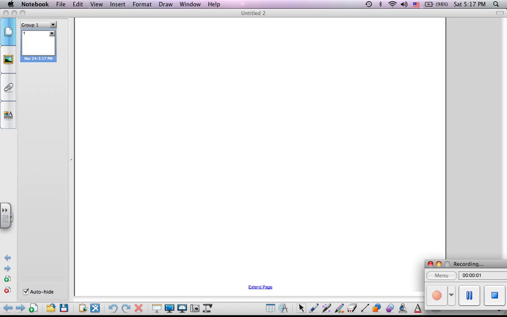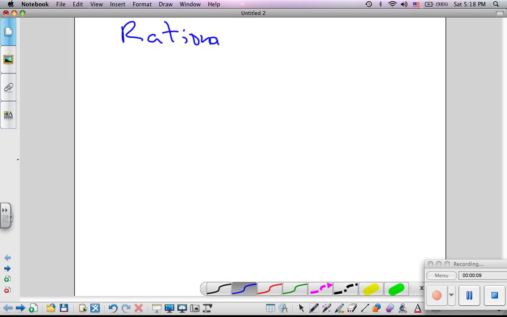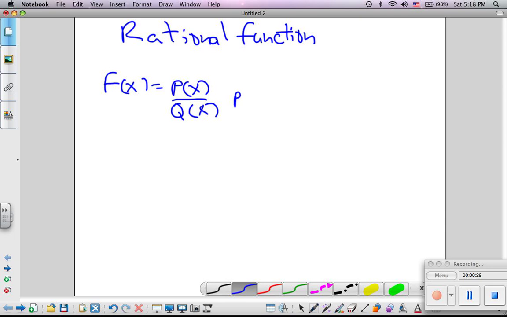Okay, welcome to Introduction to Rational Functions. So first of all, we need to know what is a rational function. And the second thing I need to know is, can I still use this little pad to write this stuff? So a rational function is something like f of x equals p of x over q of x, where the functions p of x and q of x are polynomials.